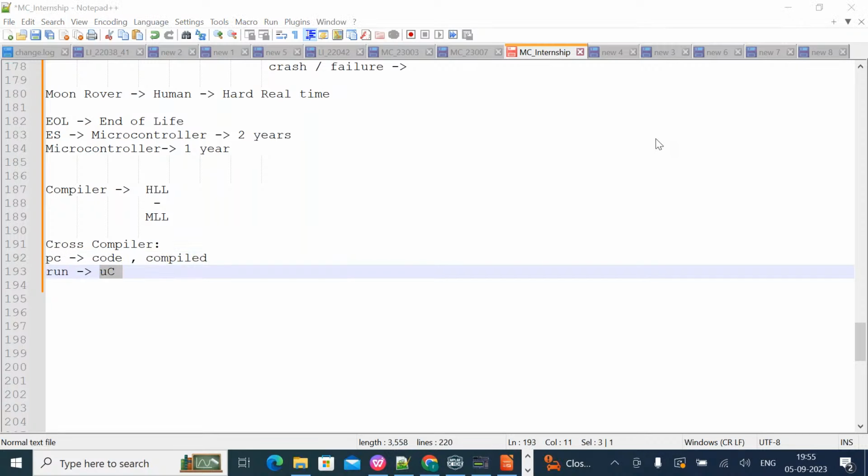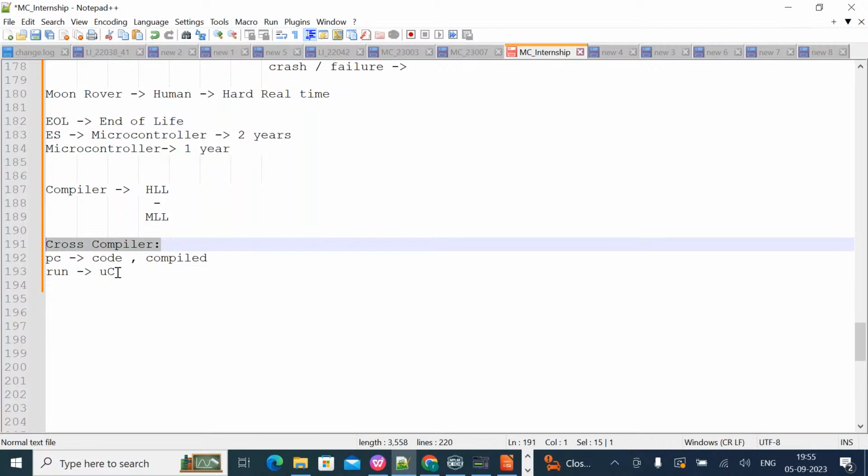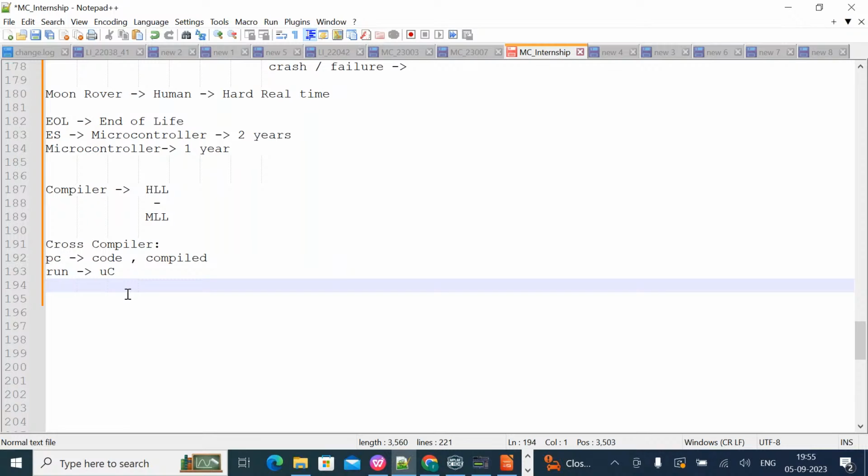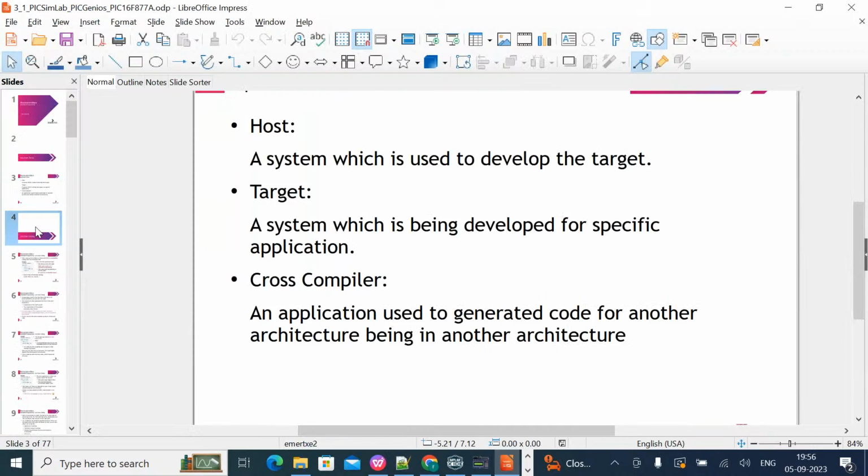So what do you mean by cross compilation? Cross compilation is the process used to generate code for a different architecture while being in another architecture. For example, the PC generates the code for the microcontroller. That is the cross compiler, or the cross compilation process. If you ask me which cross compiler we are using, it is X8. All of you already did the installation of the X8 compiler, yes or no? Fine. Okay, then next slide.